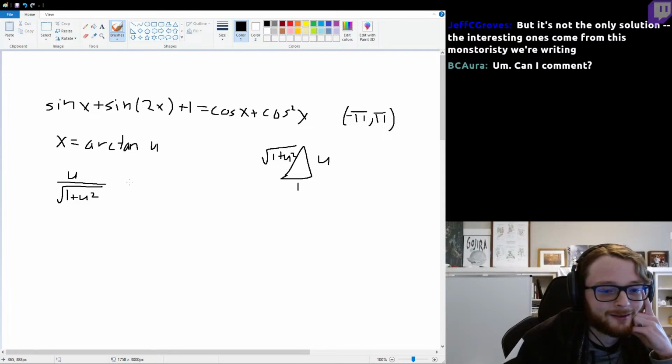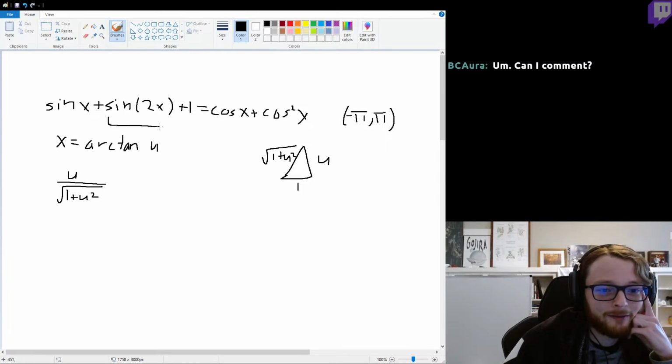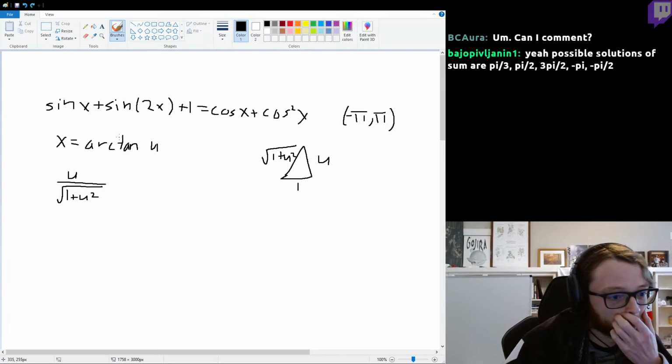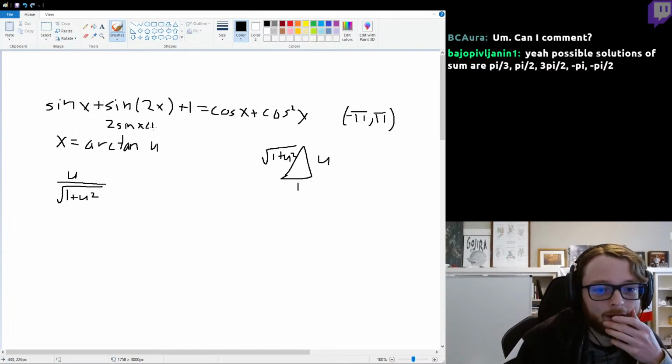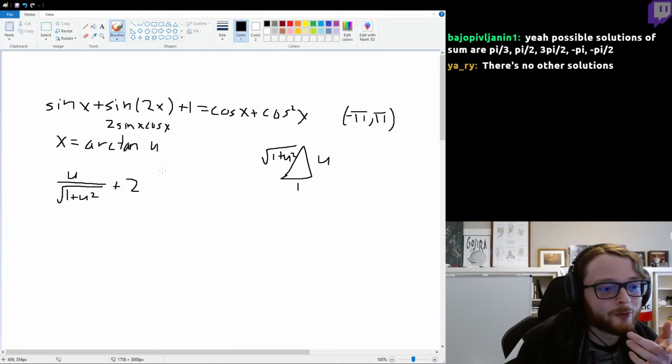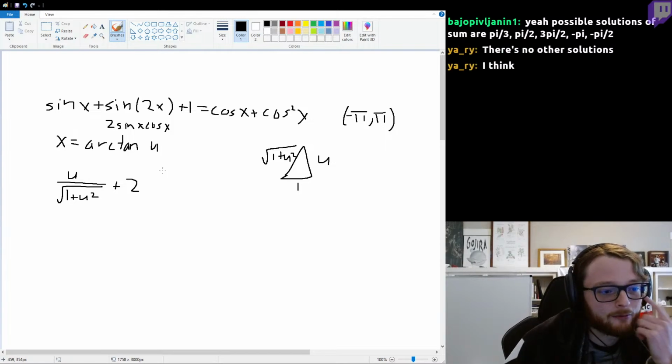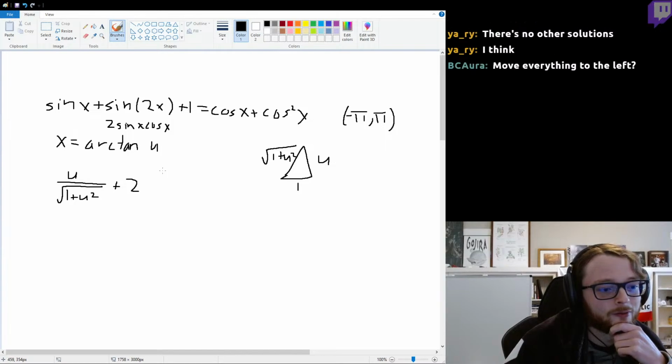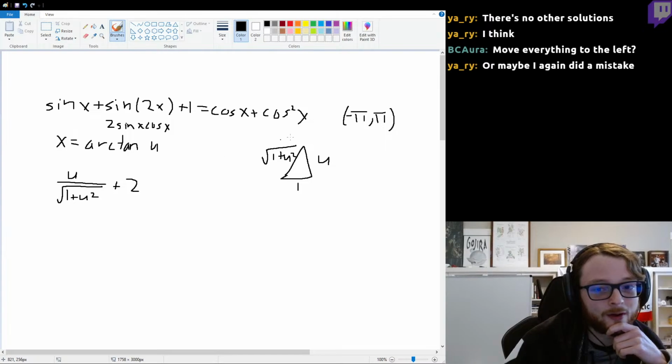What's up, Brian? Please do. I would love it if you could. Wait, what do you do with it? Oh, you have to use identities on the double angle. I would love any way to get out of having to actually solve this. So the possible solutions for the sum of the two solutions are pi over 3, pi over 2, 3 pi over 2, negative pi, and minus pi over 2. You might have also found valid solutions, Yeri. They're just not in the interval.